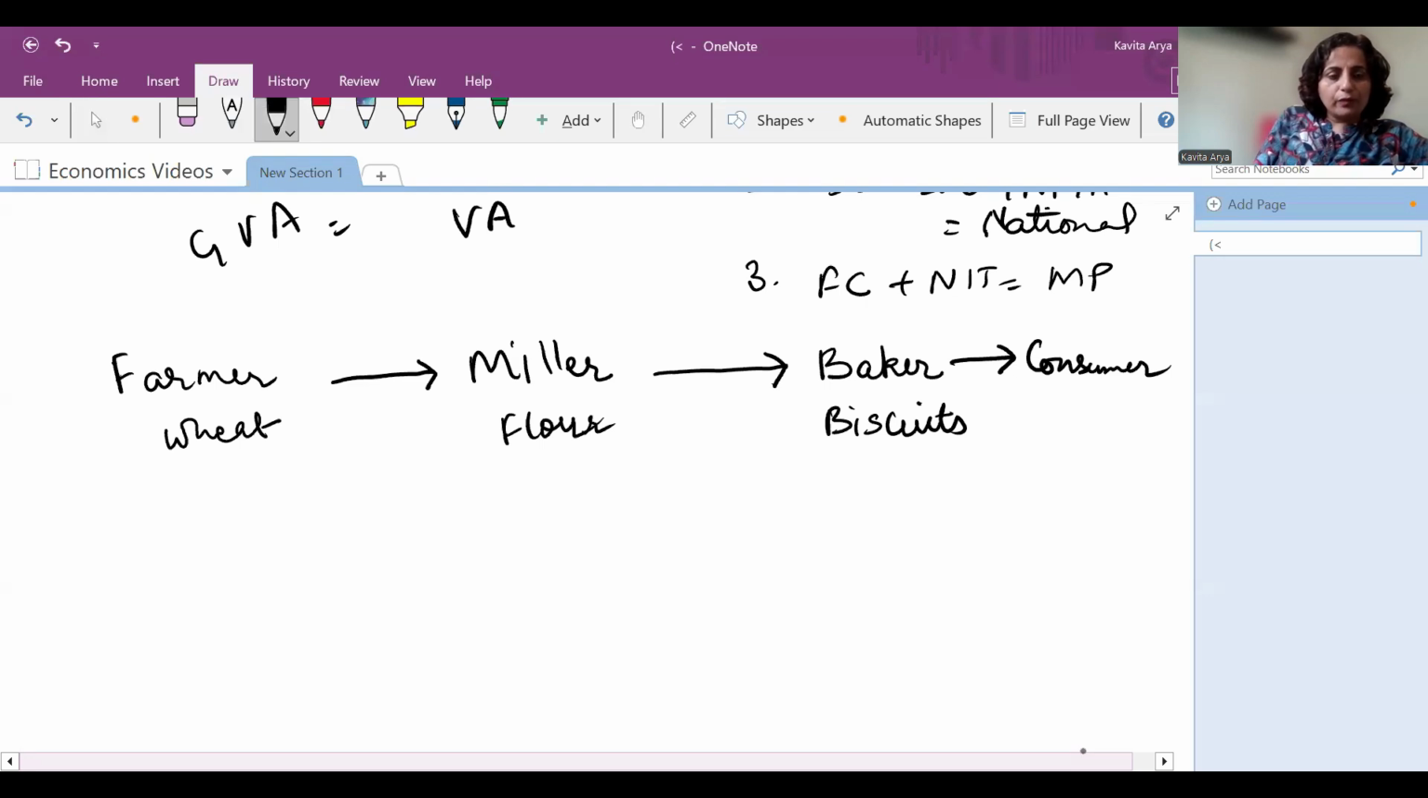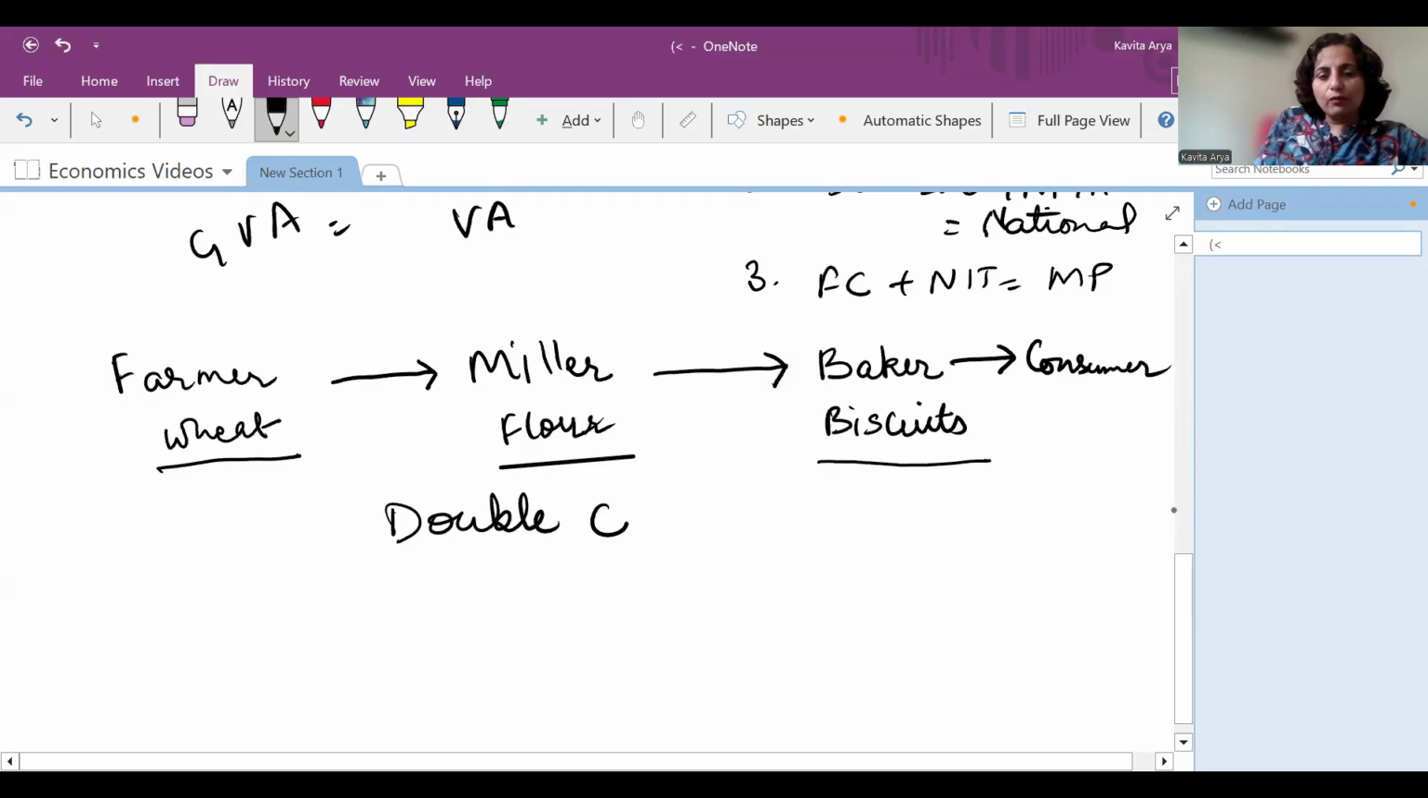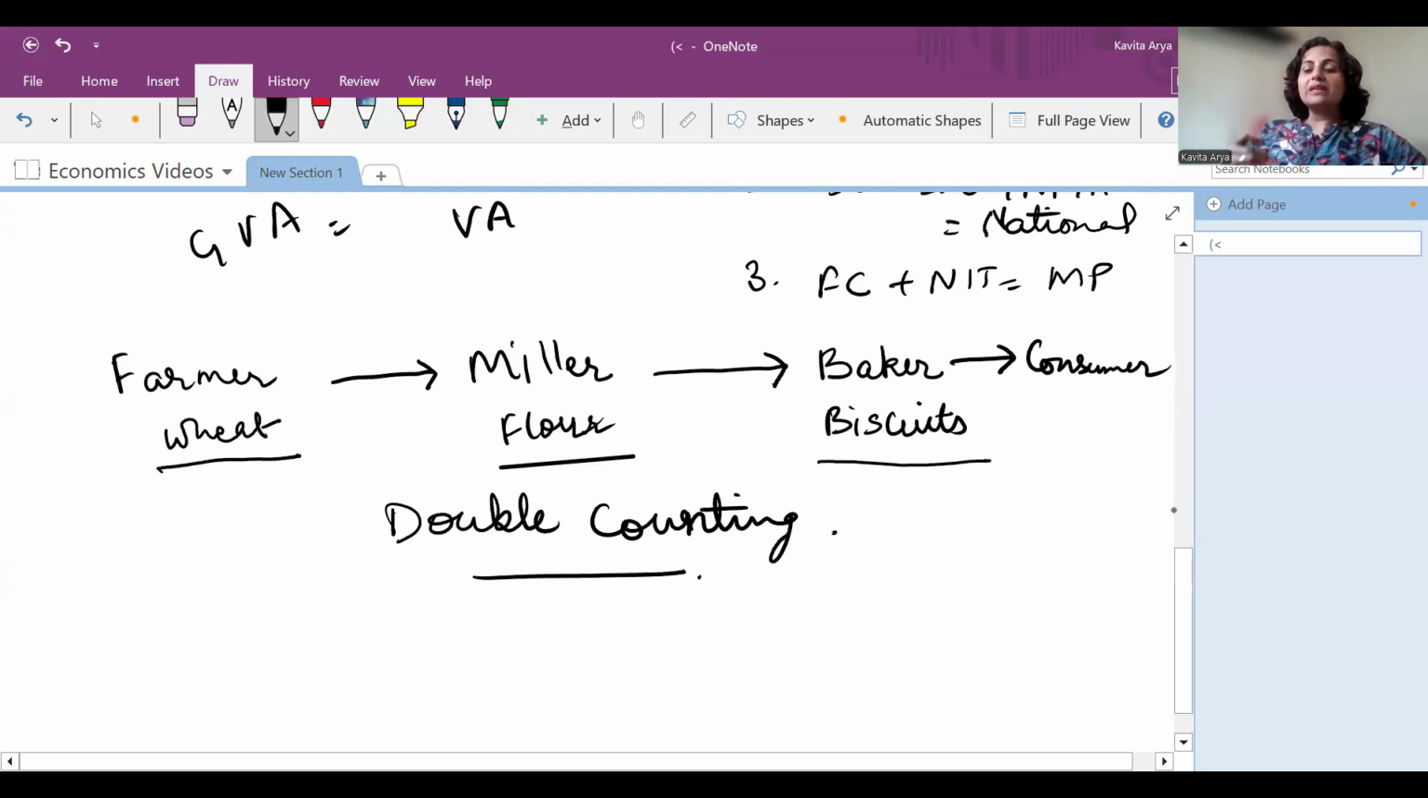Right. So we would not be taking wheat, we would not be taking the value of wheat or flour, right? We would only be taking the value of biscuit in this whole process. And if we take at all the value of wheat, the value of flour, it will lead to the problem of double counting. That also would be discussed a little later. Now, my point is, I was giving you an example of what is GVO?